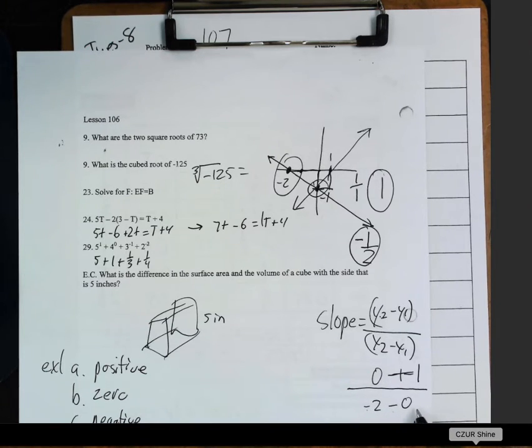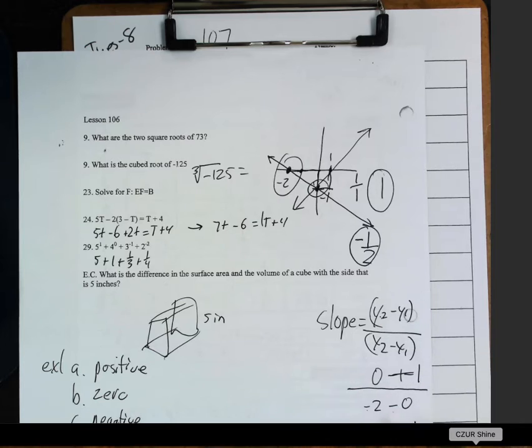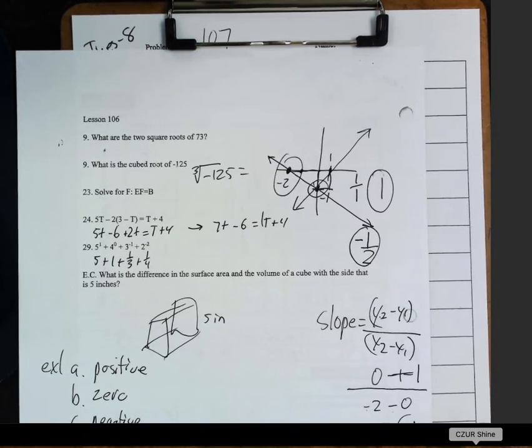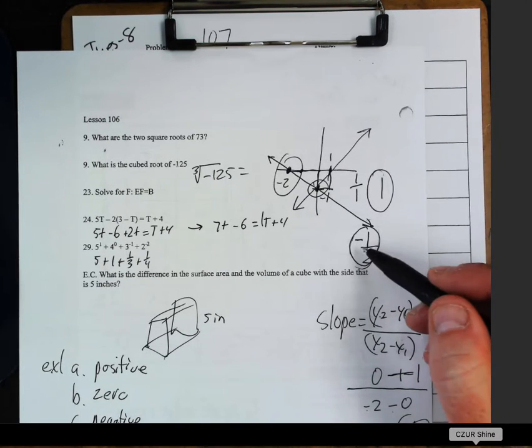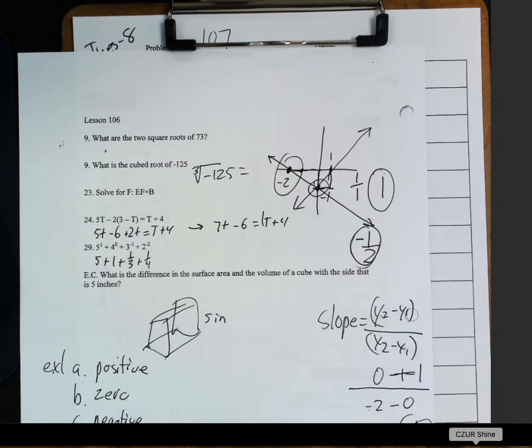Negative 2 minus 0, well, we usually just say negative 2. So my slope is negative 1/2. What did we say it was up here? Negative 1/2. It's the exact same thing. This is with coordinates. The other one's with the drawing.